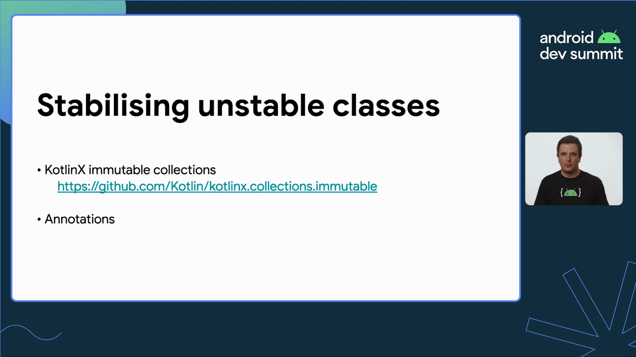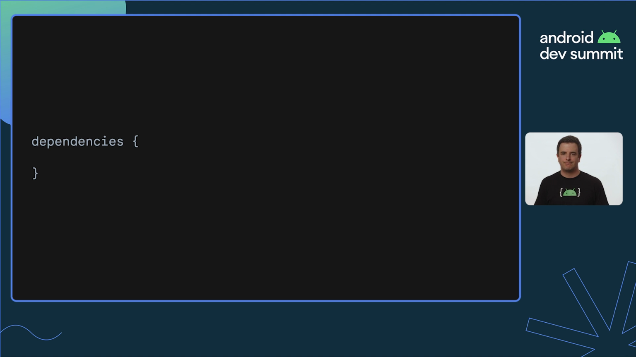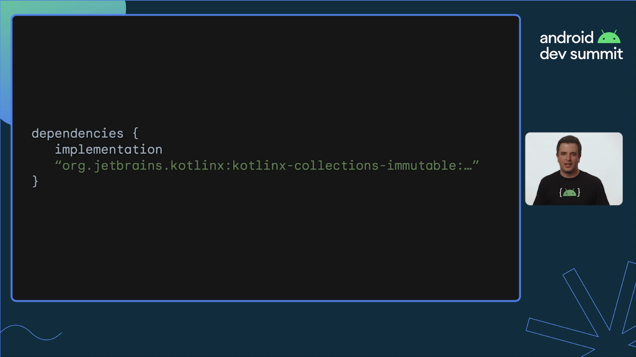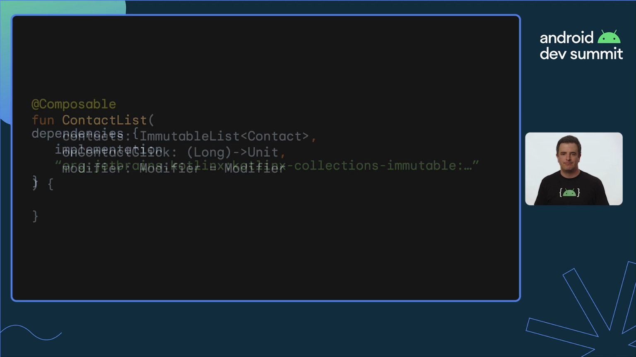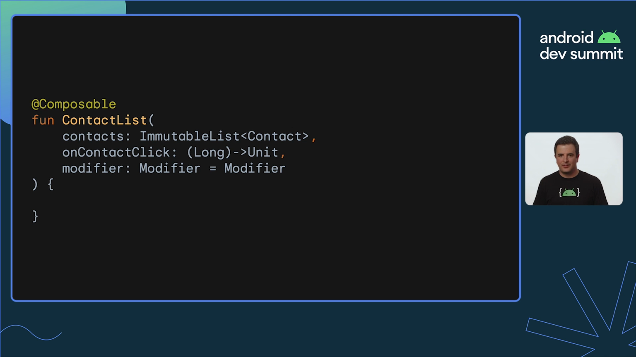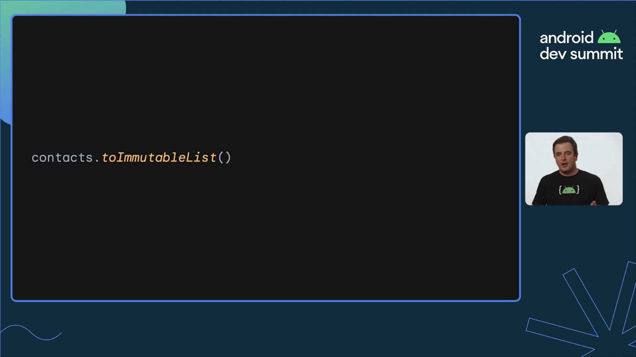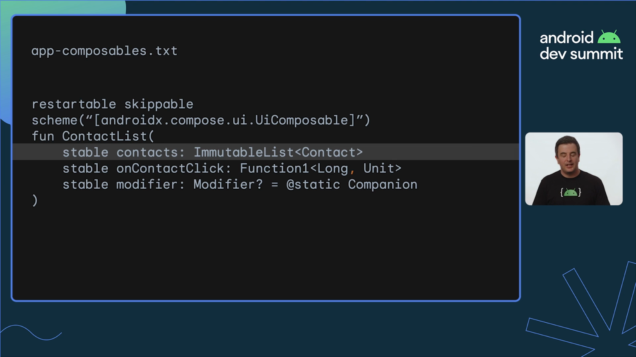Let's have a look at the immutable collections first. First, add the immutable collections dependency. Then, instead of list, we can define our type as immutable list. Immutable lists are easy to create. You can convert a regular list into one just by using toImmutableList. Once you've done that, if you rebuild your app, you should see that your list is now declared as stable. Importantly, this was the fix needed to make our contact list composable skippable.